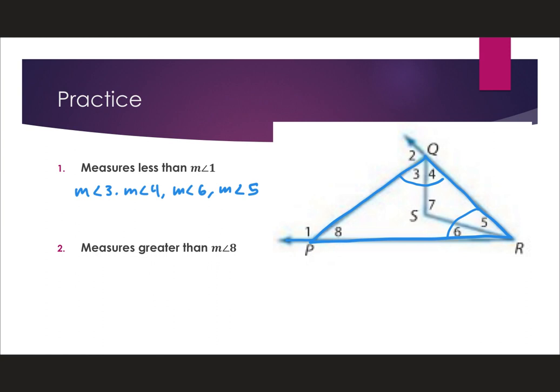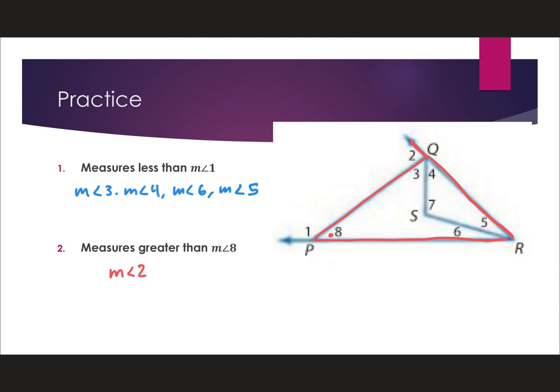All right, keep going. Number 2. All right, and here's the answer. So for this one, angle 8's right here, and we want the measures that are greater than angle 8. So we look at our big triangle, and 8 is the remote interior angle to angle 2. Now, I do want to explain why there isn't anything else in this category.